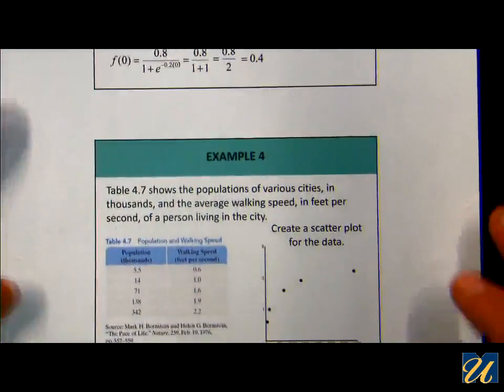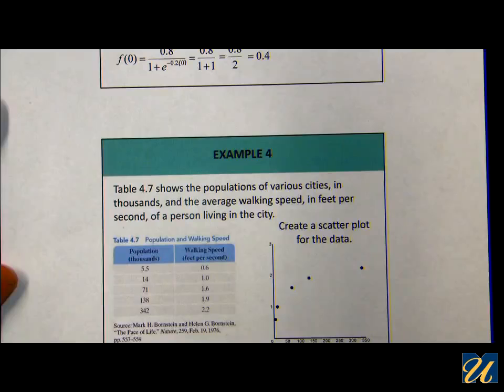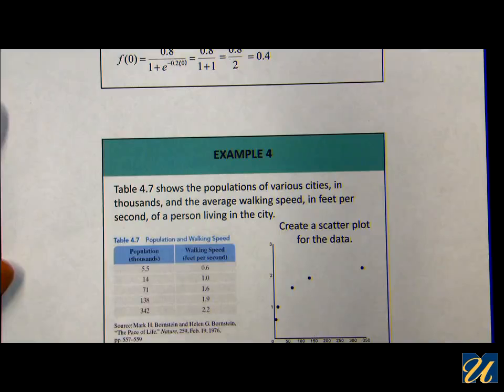Example 4. This table shows the population of various cities in thousands and the average walking speed in feet per second of a person living in the city. So we take the data, population in thousands and the walking speed. Our function will be the walking speed, and the population in thousands will be your variable here. We'll plot that on a statistical plot.